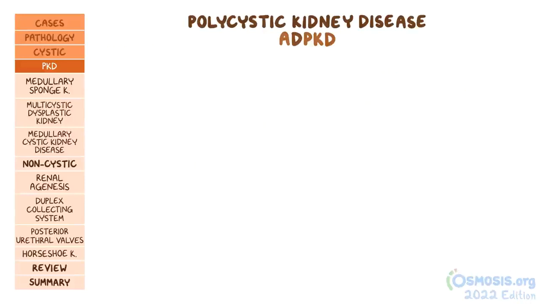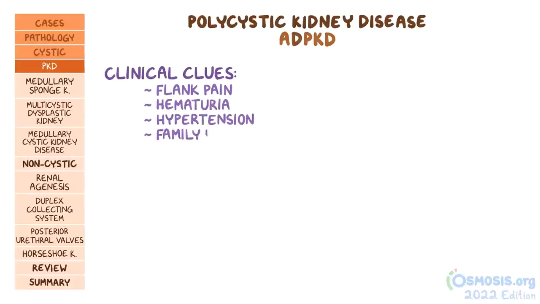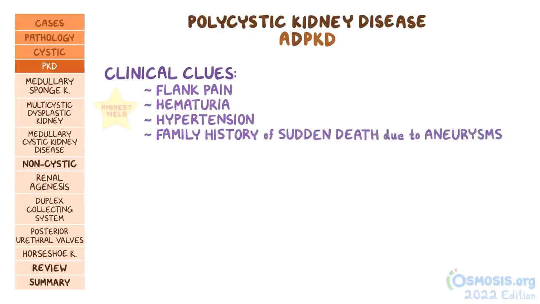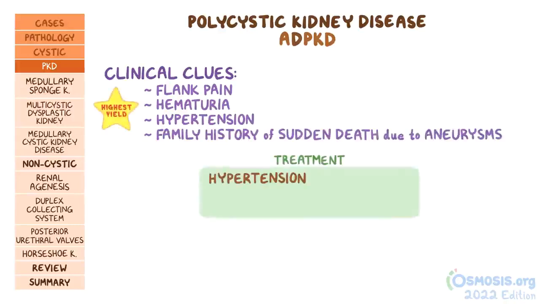For your tests, some clinical clues that should make you think of ADPKD include flank pain, hematuria, hypertension, and a family history of sudden death due to aneurysms. If hypertension is present and/or proteinuria develops, the treatment of choice is ACE inhibitors or ARBs.